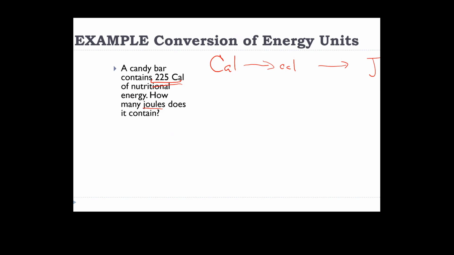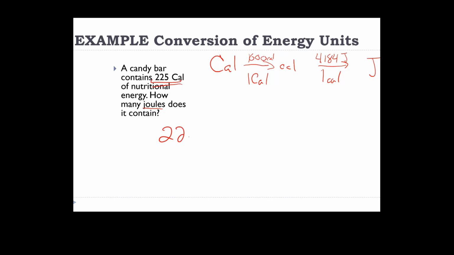So what's the conversion factor that we use to go from big Cal to little cal? There are 1,000 little cal in 1 big Cal. Now, what's the relationship between calories and joules? 4.184 joules is 1 calorie. Those are my conversion factors to use.